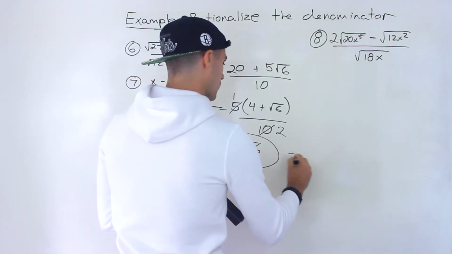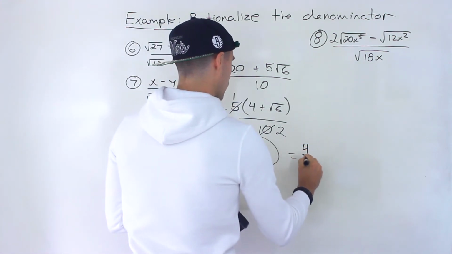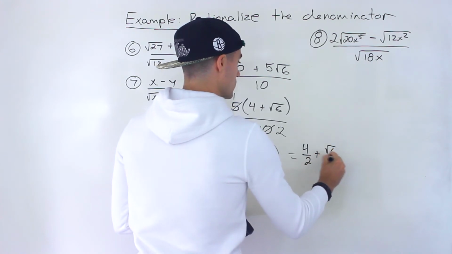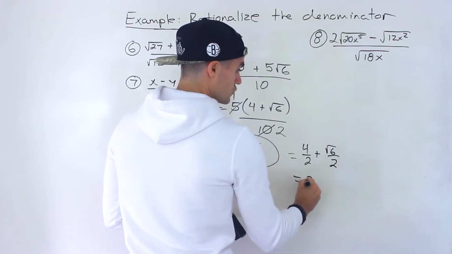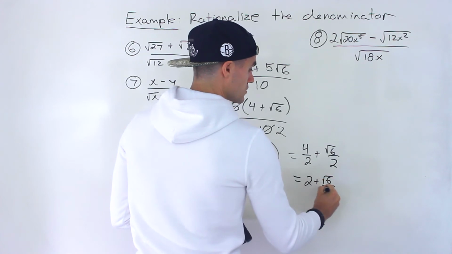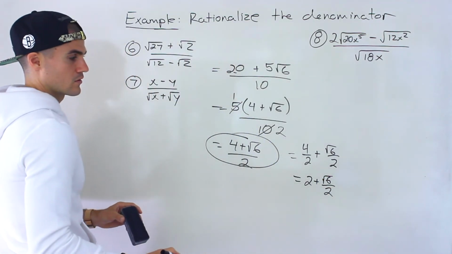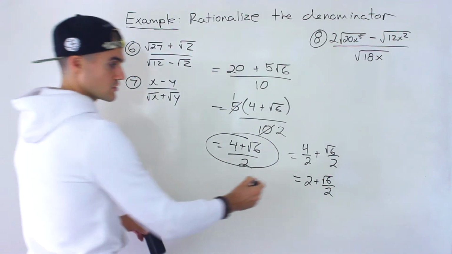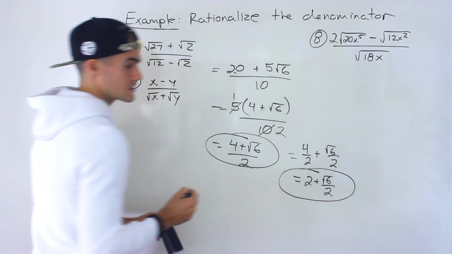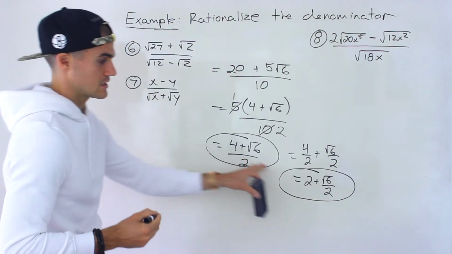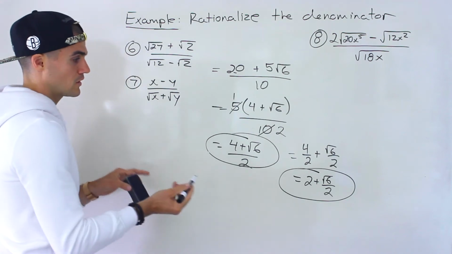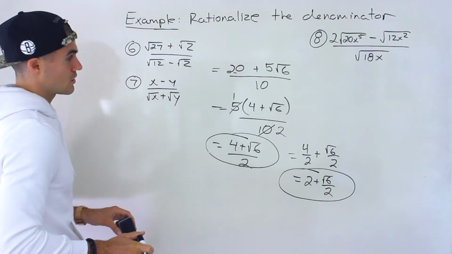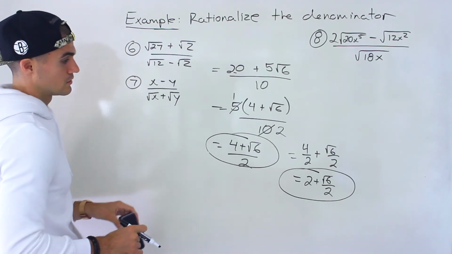This may be written another way, actually. This could maybe be like 4 over 2 plus root 6 over 2, which would be 2 plus root 6 over 2. The root 6 doesn't simplify any further. So this is maybe, on a multiple choice test, another format. This and this are the exact same thing. But whichever way you write it, those are the final answers for number 6.